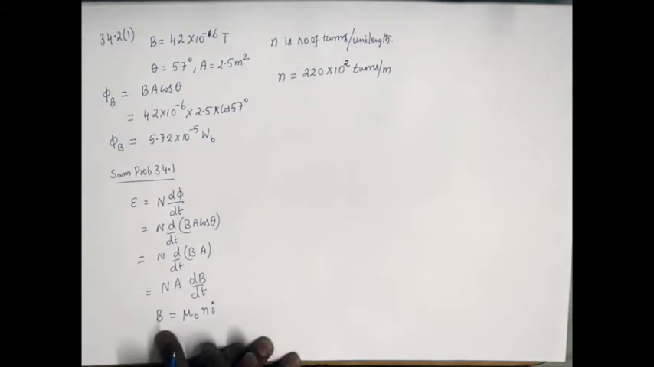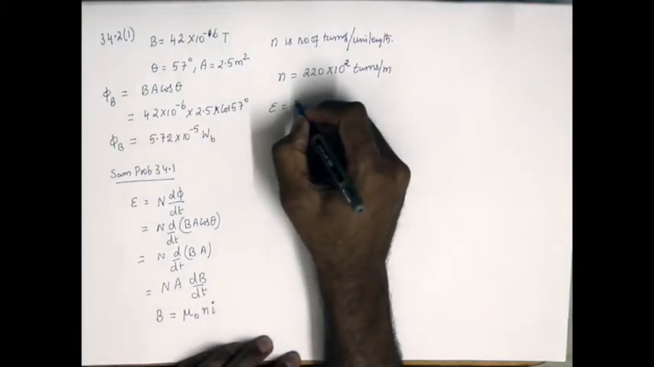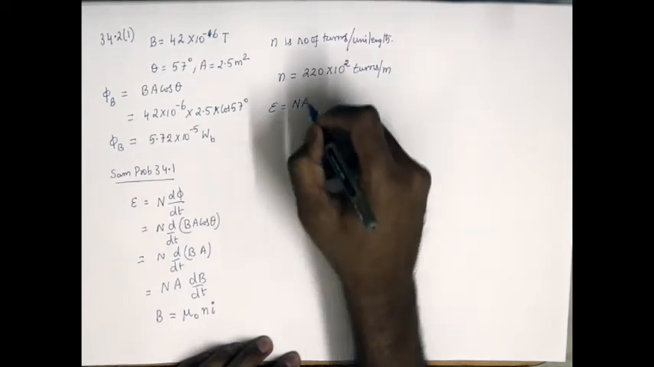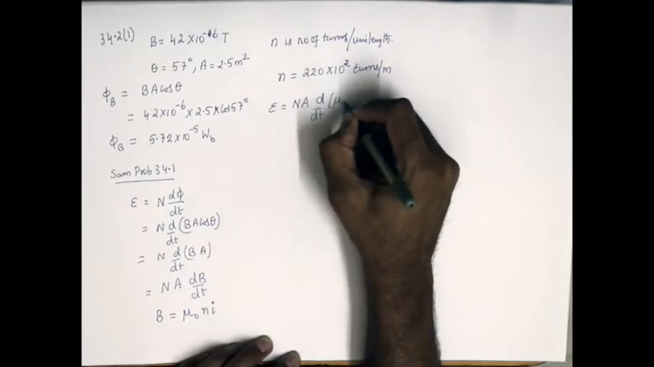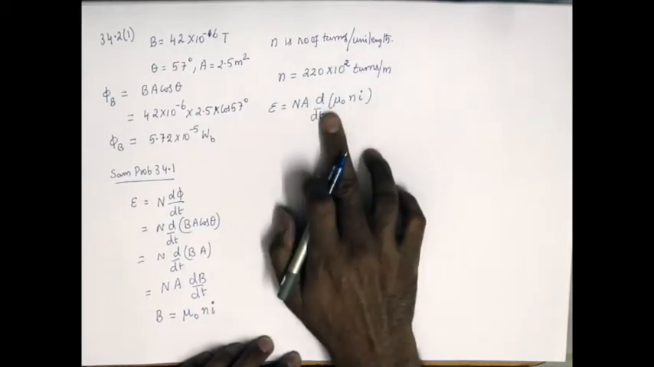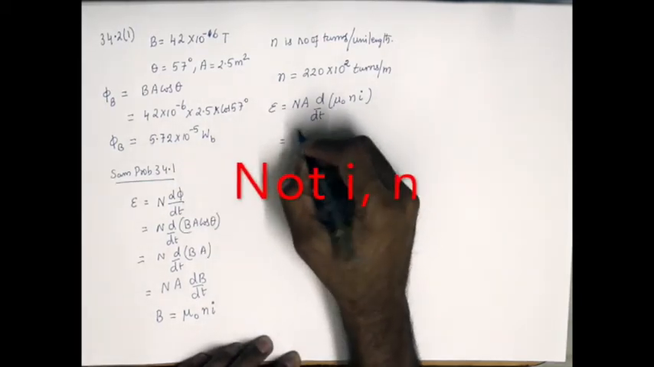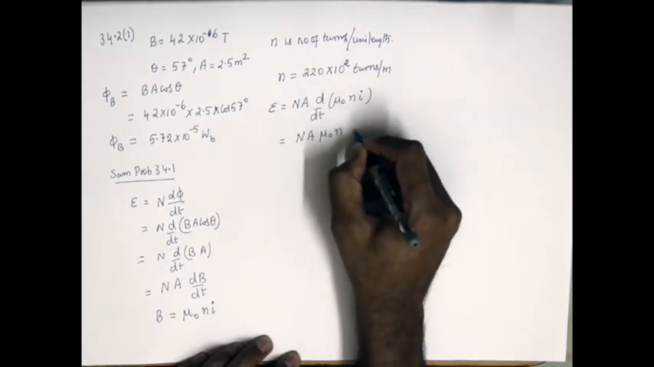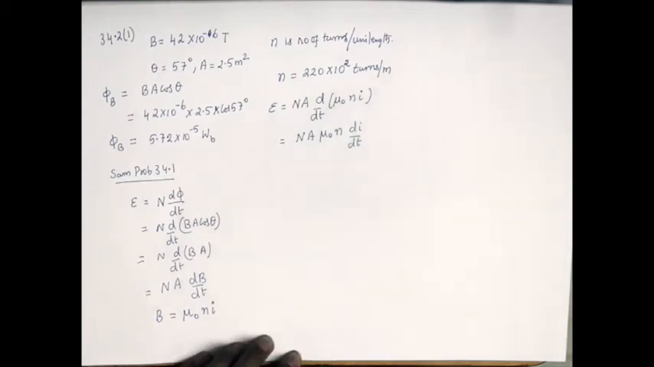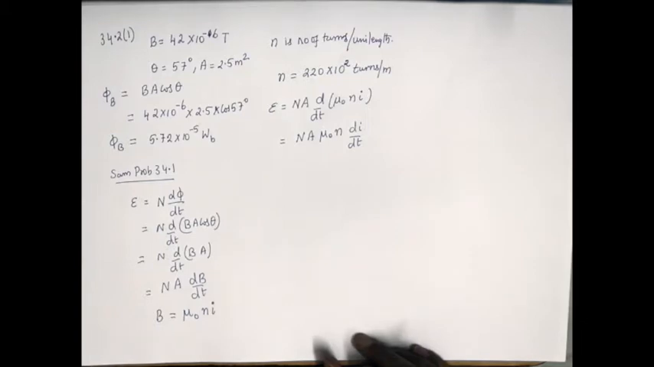Now let us substitute this B into this equation. So finally we get induced EMF is equal to capital N, A, the area of the coil, d by dt of mu 0 n into I. But mu naught, n and I are constant, so they can be brought outside the derivative. So we get capital N A mu 0 small n di by dt. But what is di by dt? di by dt is nothing but 1.5 amperes divided by 0.16 seconds.